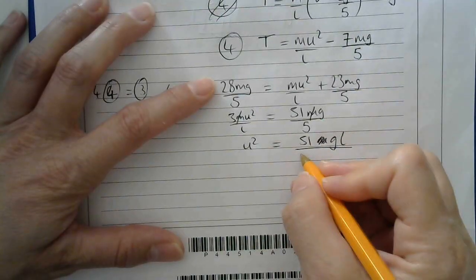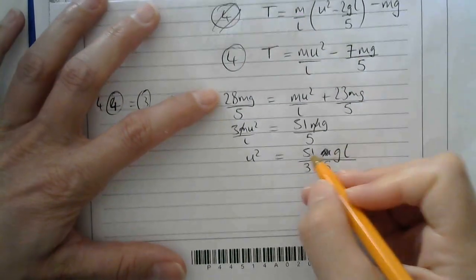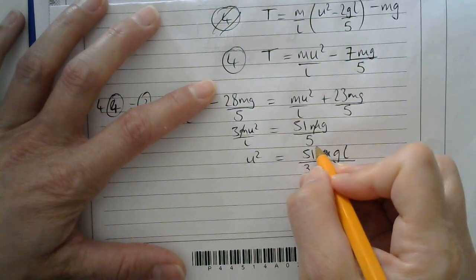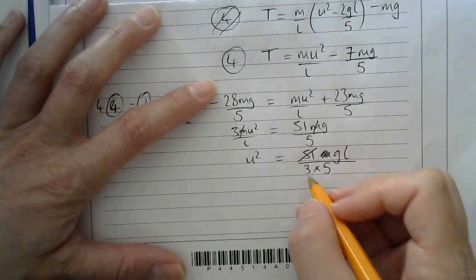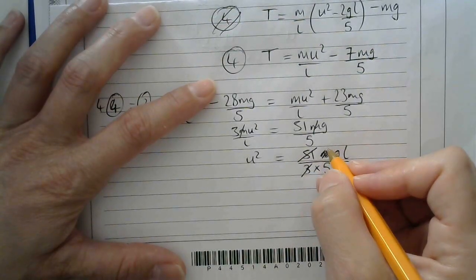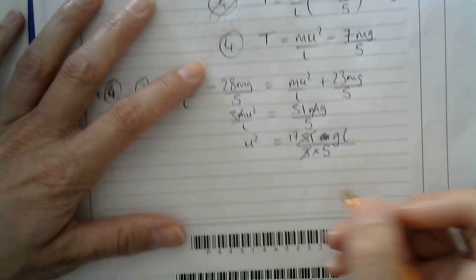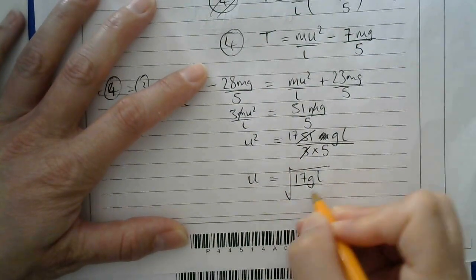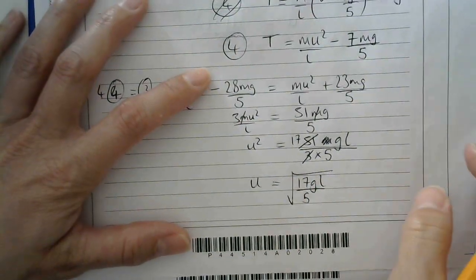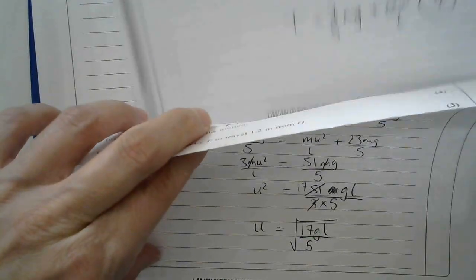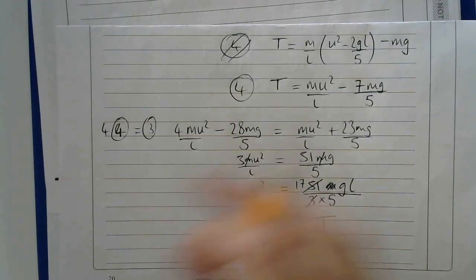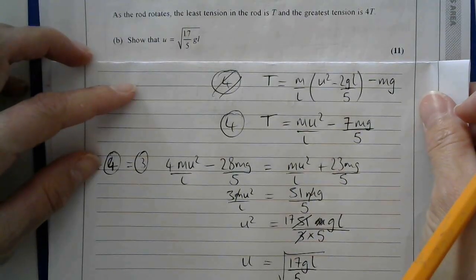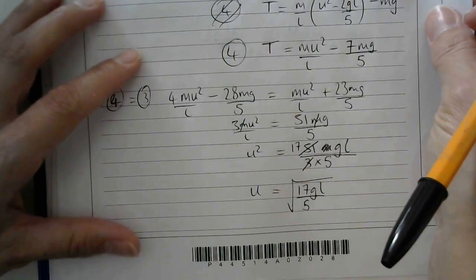On the bottom I've got 3 times 5. And in fact I know that 3 goes into 51. 3 will go into 51 17 times. So I end up with u is the square root of 17 gl over 5. And so let's just compare that to what they said it would make. They said show that u is this, and phew, they're the same.